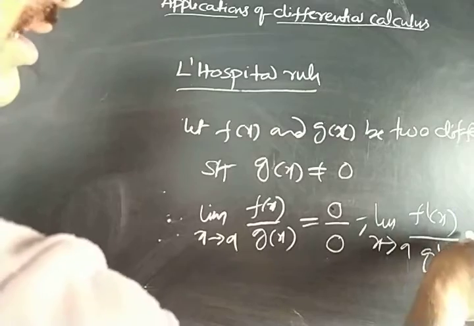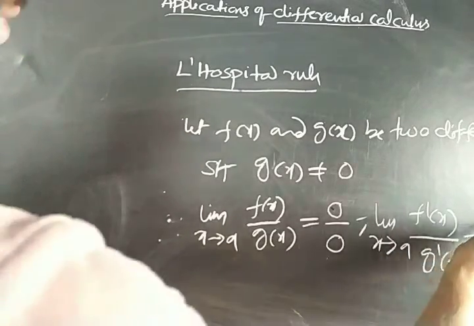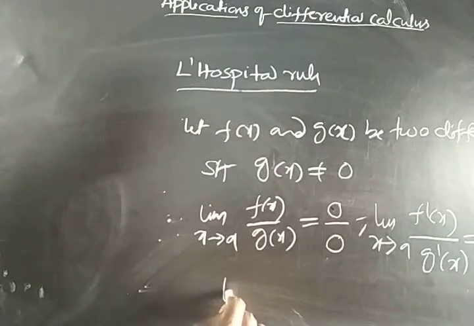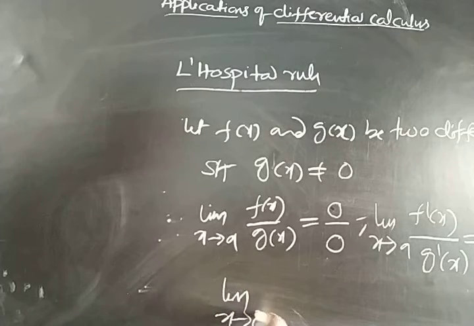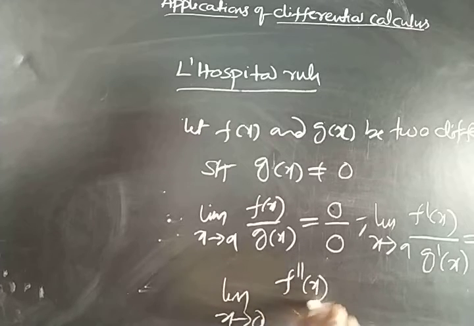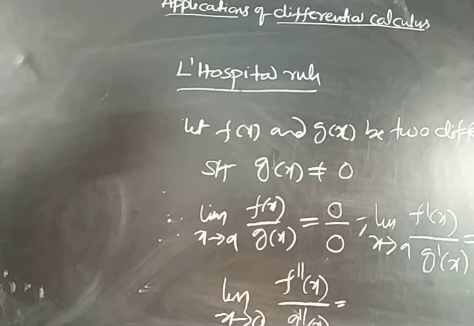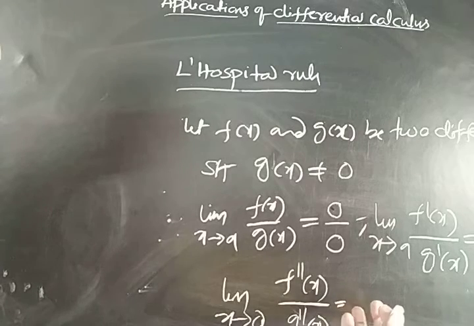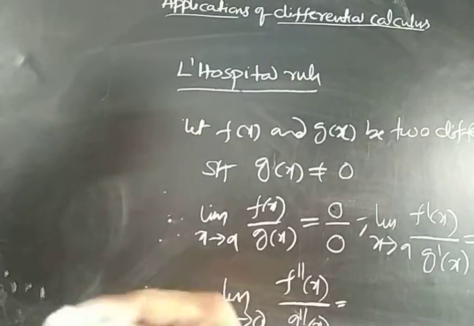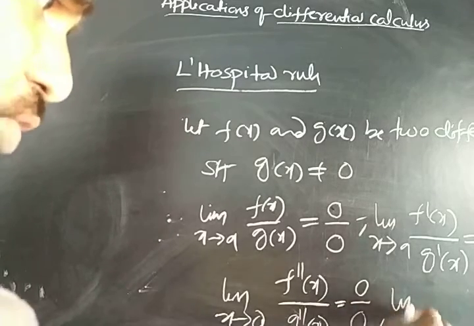Suppose you are not getting a constant or existing value, and you get 0 by 0 form again. Again you have to take the limit as x tends to a and differentiate the first derivative again, so you will get f double dash of x and g double dash of x. Suppose you get a limit at the second derivative, you can consider that as the limit of the function. After the second derivative, if you again get an indeterminate form, then continue the procedure.